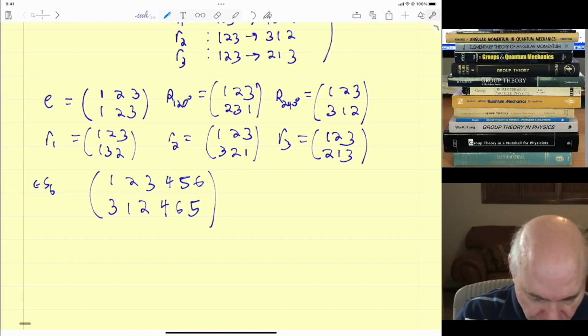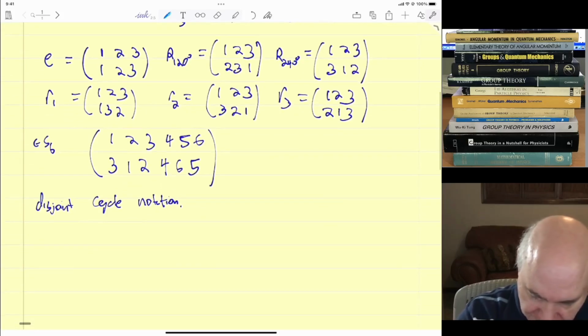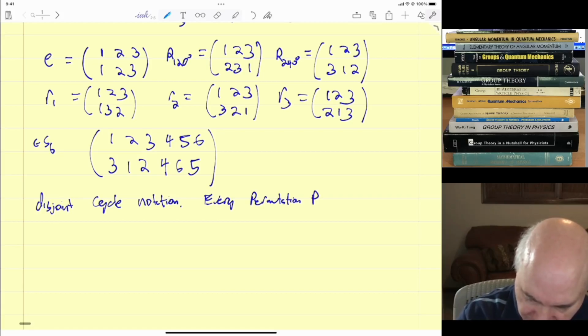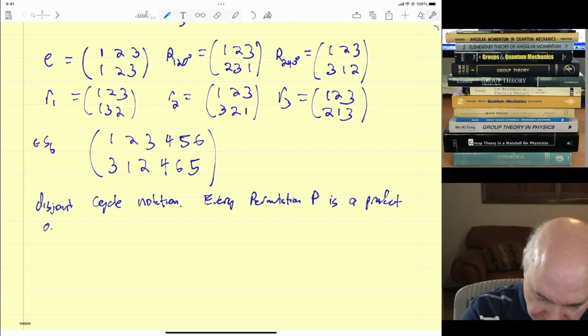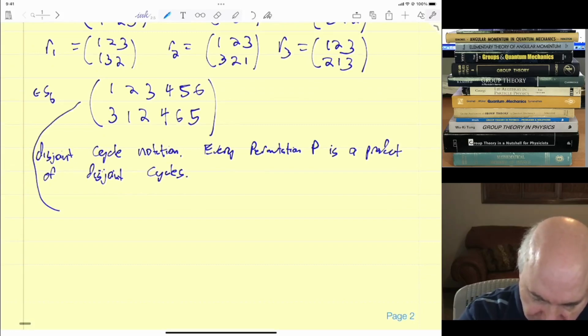But we actually want to use what we call disjoint cycle notation. And you can easily show that every permutation, let's call it P, is a product of disjoint cycles. Now, I'm not going to prove that to you, but let's work out this example.